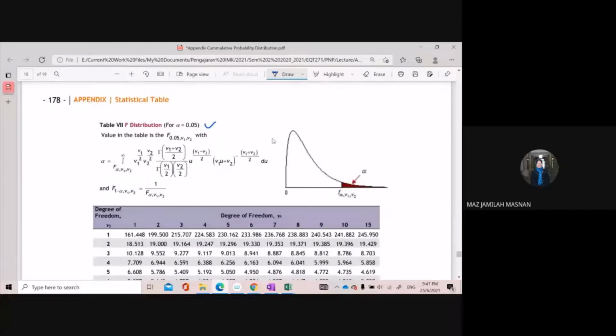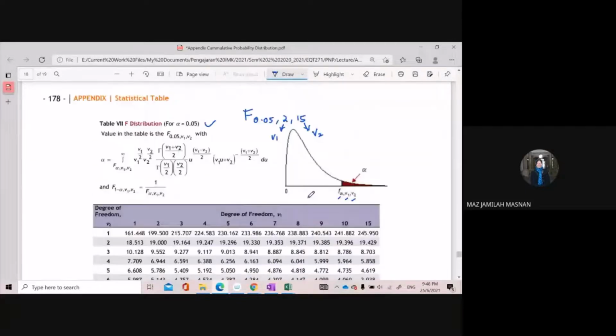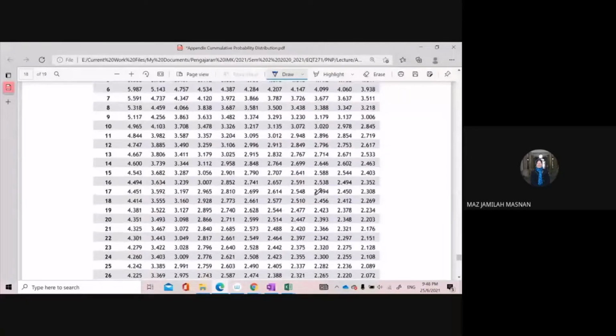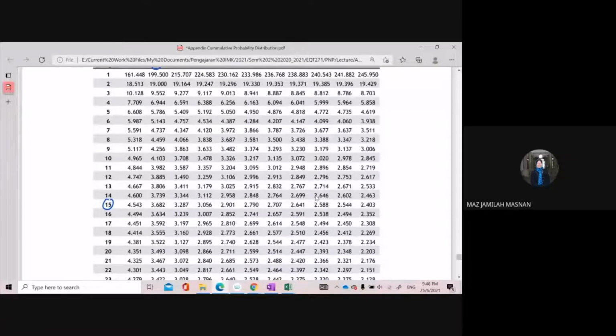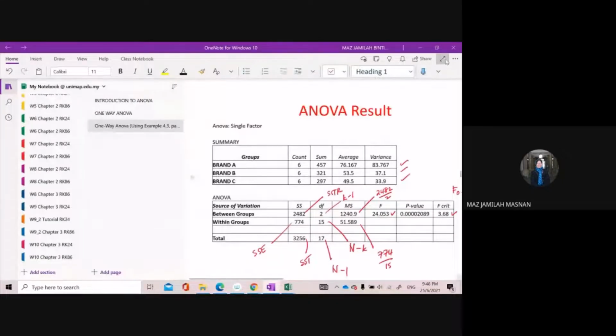Now let's say we have F 0.05, 2, 15. So where do I look? You see you have your parameters alpha, V1 and V2. V1 refers to this one, and V2 refers to N minus K. So V1 is 2, V2 is 15. So you will have 3.682, similar to your ANOVA table given by Excel.